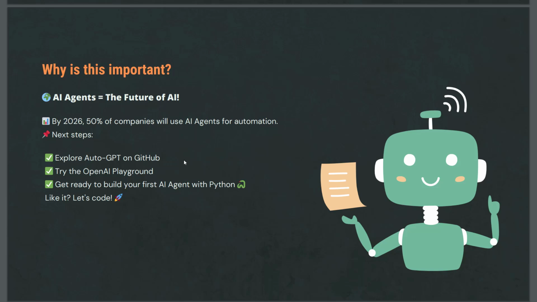So why is it important to learn about AI agents nowadays? There is an estimate that maybe in 2026, 50% of companies will be using AI agents. They will be adopting AI agents for automation. So that's why it's very good if you start right now to understand how you can build AI agents, so that you can have a chance also.